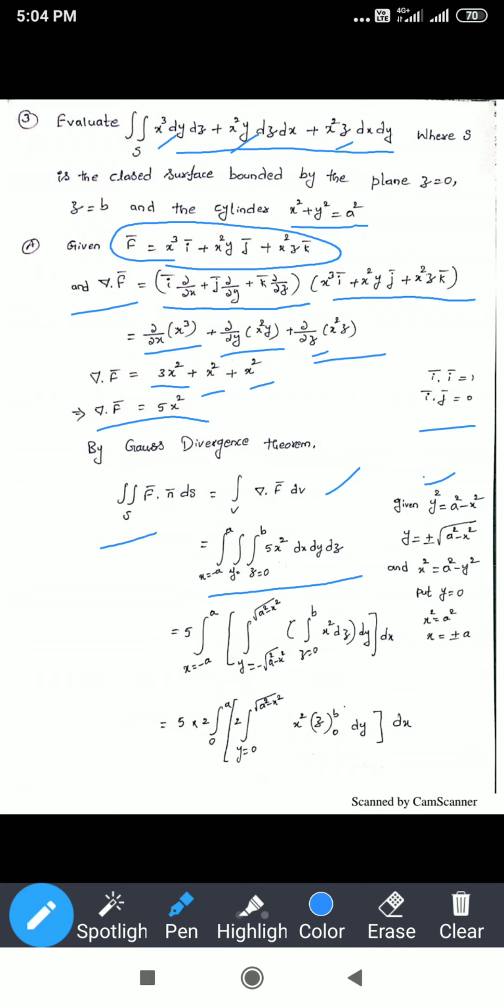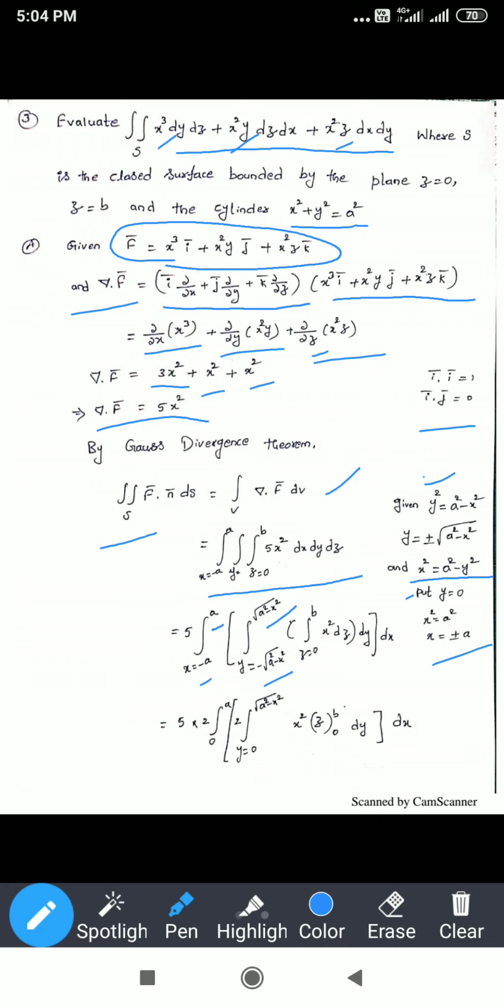From the given equation, y square is equal to a square minus x square, so y is equal to plus or minus square root of a square minus x square. So the y limits are minus square root of a square minus x square to square root of a square minus x square. And from the given equation, in this, put y is equal to 0, you get the x limits. So the x limits are minus a to a.